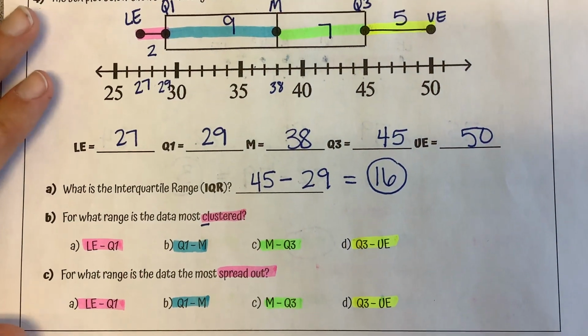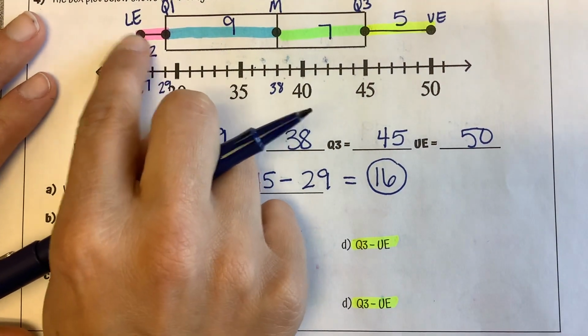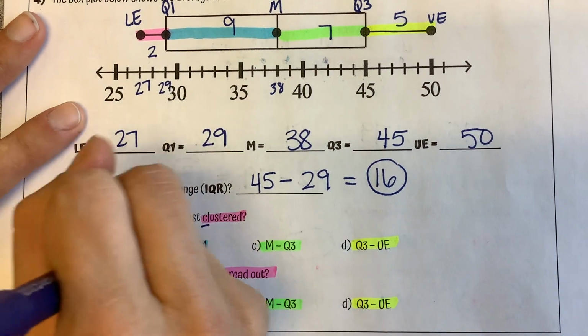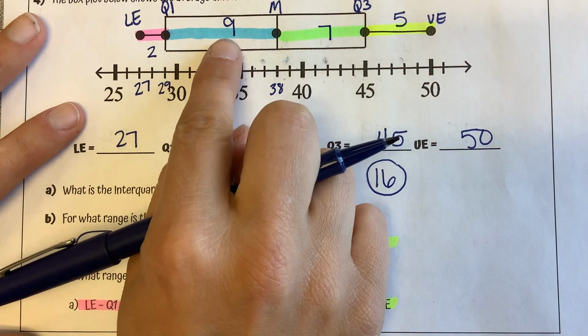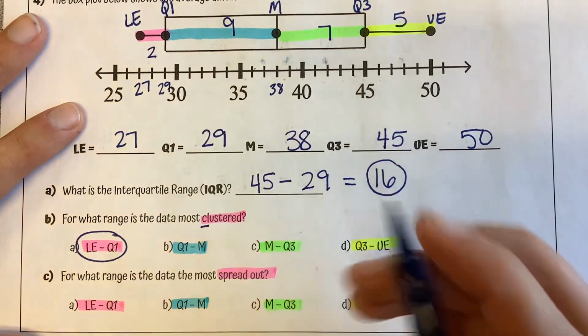So where is it the closest? The smallest range is this 2, which is the lower extreme to the Q1. Where is it the most spread out? That largest number right here of 9 is our Q1 to the median.